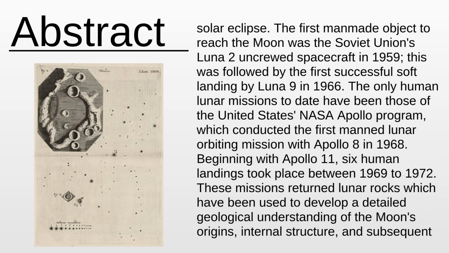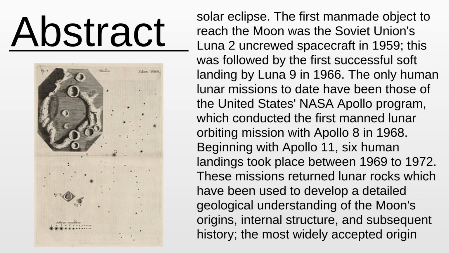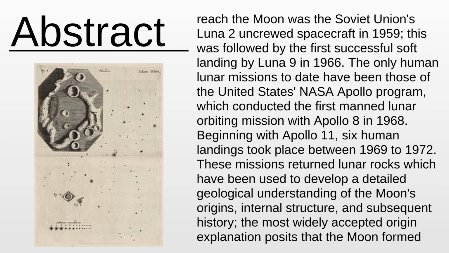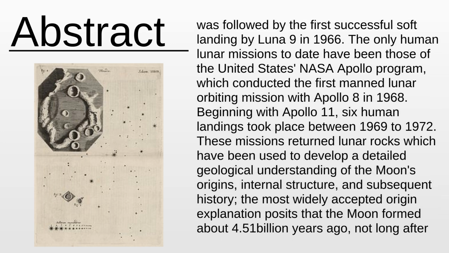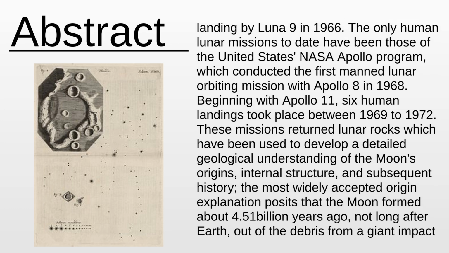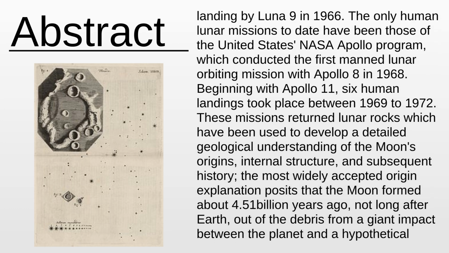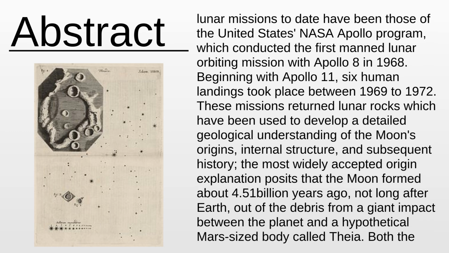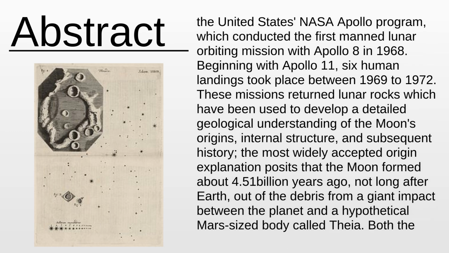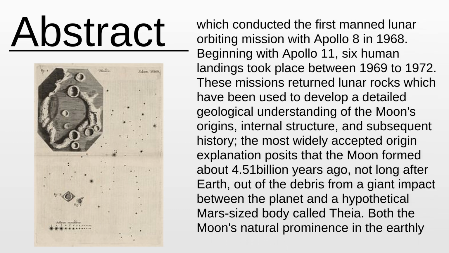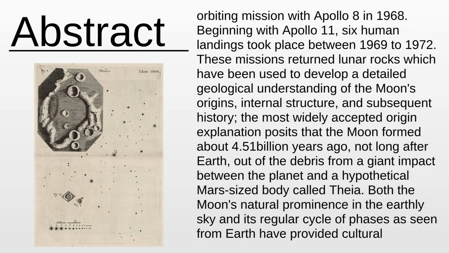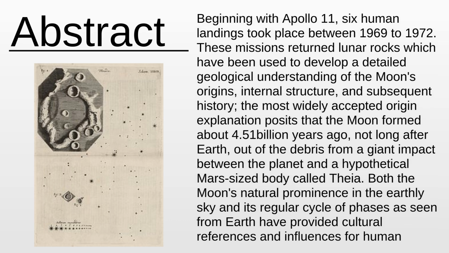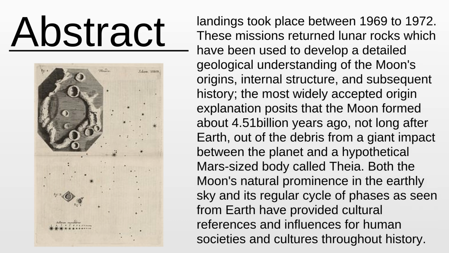The first man-made object to reach the Moon was the Soviet Union's Luna 2 uncrewed spacecraft in 1959. This was followed by the first successful soft landing by Luna 9 in 1966. The only human lunar missions to date have been those of the United States NASA Apollo program, which conducted the first manned lunar orbiting mission with Apollo 8 in 1968. Beginning with Apollo 11, 6 human landings took place between 1969 and 1972.